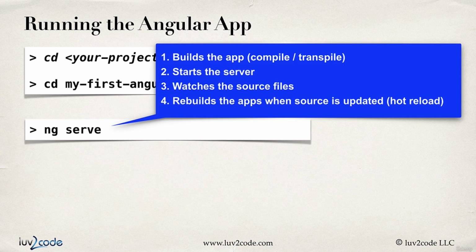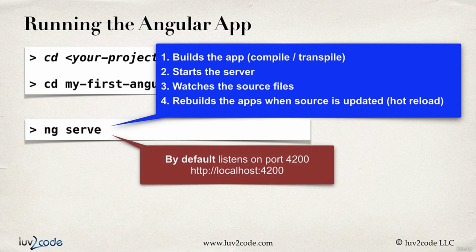The first thing it does is build the application, so the compiling/transpiling, then it starts the server, and then it'll also watch the source files. So it'll actually rebuild the application when any of the source files are updated. So there's no need to restart. It'll automatically reload, or it'll perform a hot reload of your application. And we'll actually see this in action when we go through some of the upcoming videos.